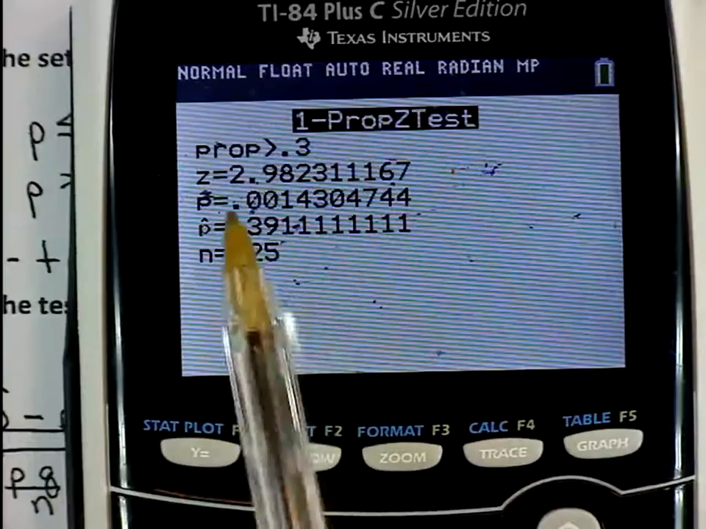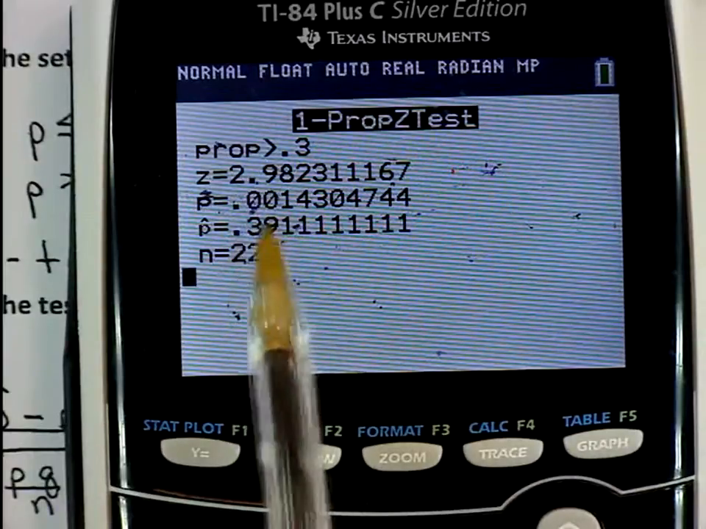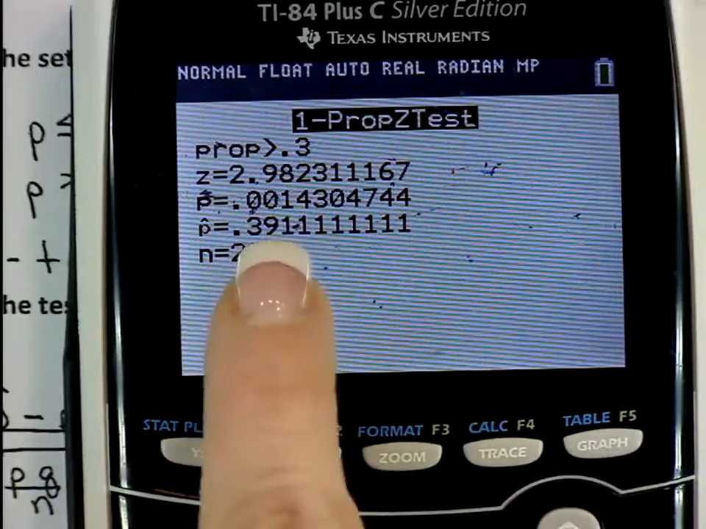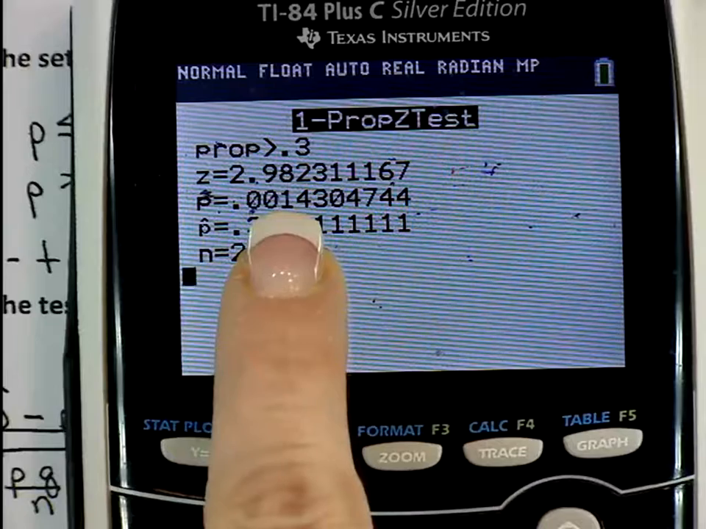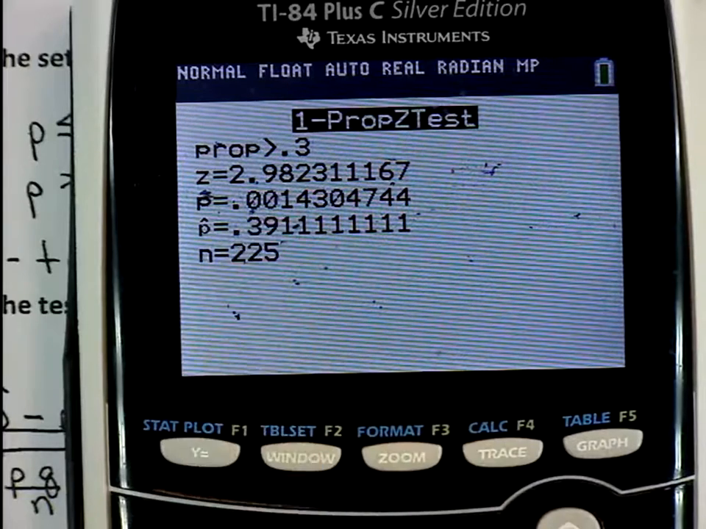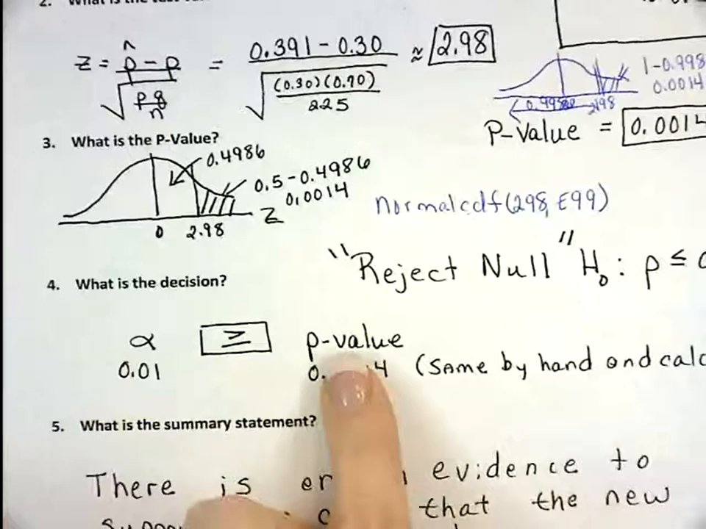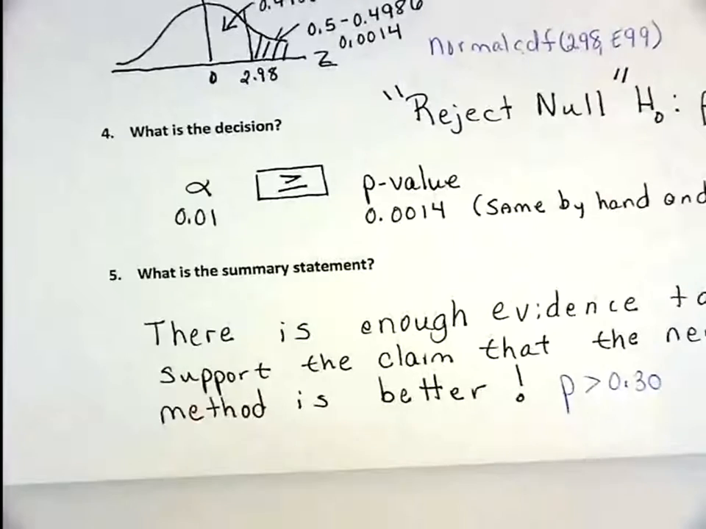And the test statistic is 2.98, and the p-value by calculator is the same as by table, 0.0014. That's rare, by the way, that they actually agree, table and calculator. 0.0014. And then again, alpha is greater than the p-value, so reject the null, and therefore there is enough evidence to support the claim that the new method is better.